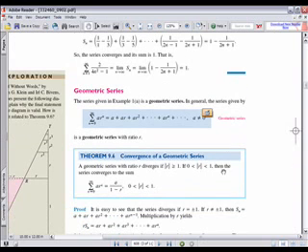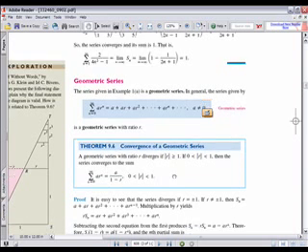Here's your geometric series again that you've dealt with the past several years. If your common ratio is between negative 1 and 1, then it will converge. If it's greater than or equal to 1 or less than or equal to negative 1, it will diverge. If it converges, this will be its sum right here.